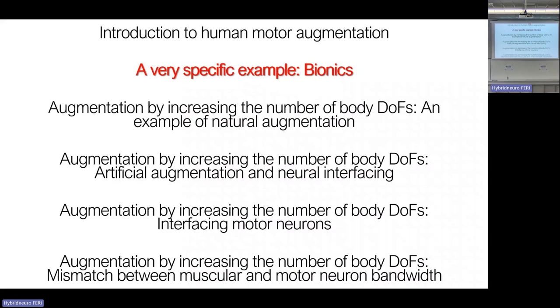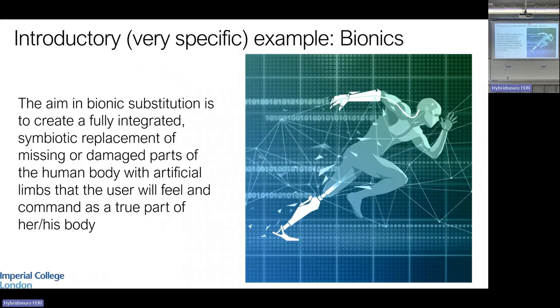And one way to have power augmentation would be to substitute natural limbs with robotic parts, right? If you have a robotic hand, for example, you can have as much force as you want. So that would be a bionic substitution, and that would increase your motor capacities. It can also be a faster hand, right? It can be a more precise hand. So we start from this very specific example, and then we go on in a bit broader perspective, all right? So the specific example is bionics.